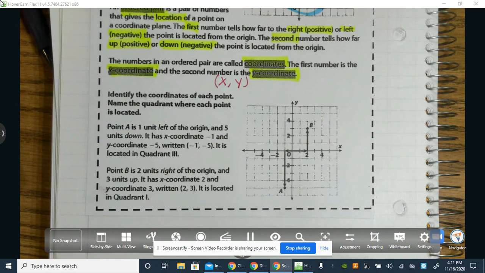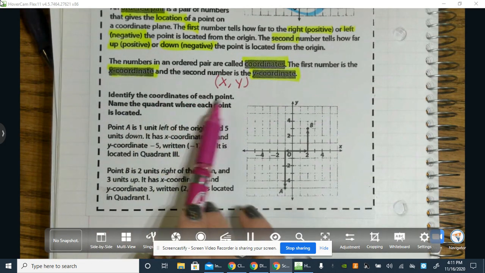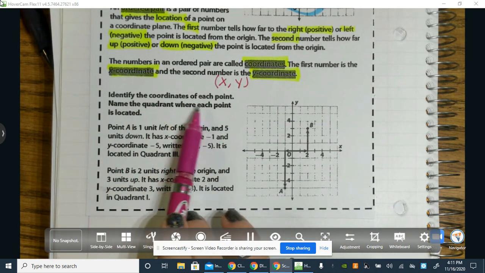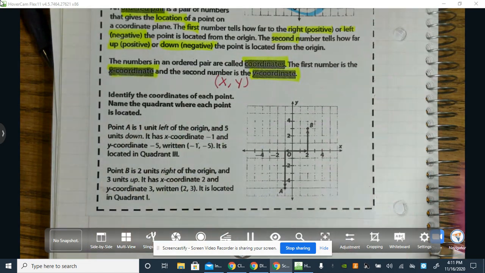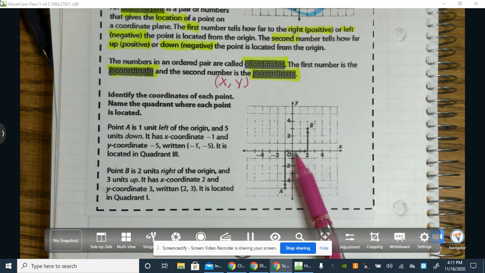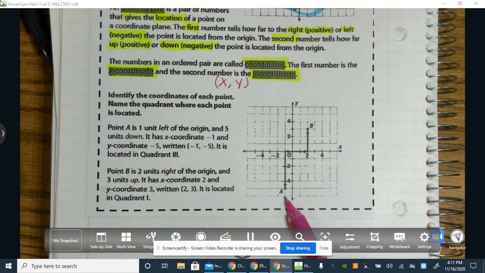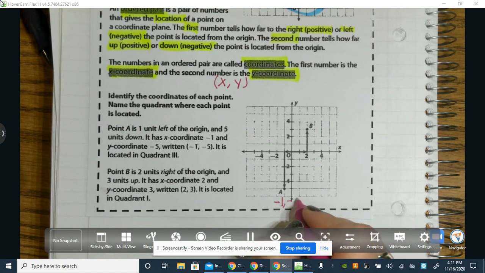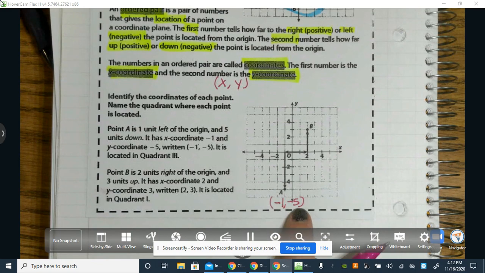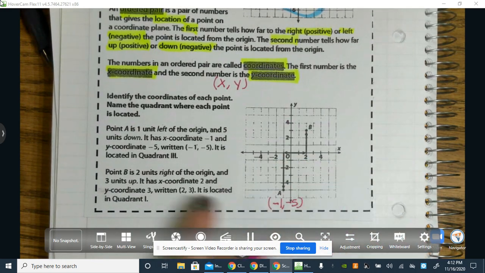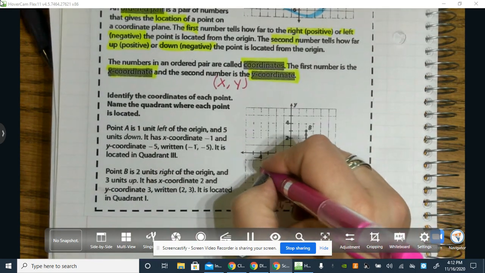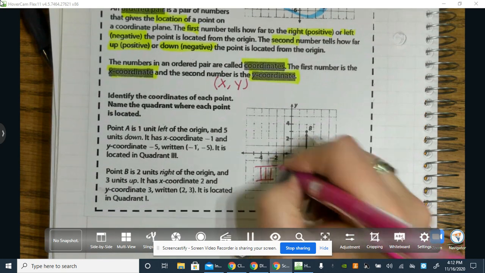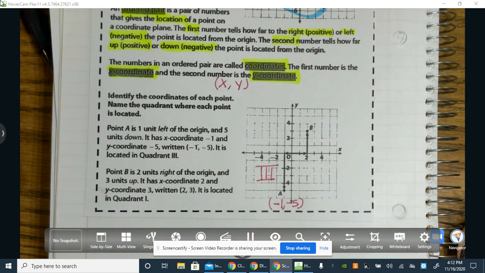Okay, so identify the coordinates of each point. Name the quadrant where each point is located. So we have point A. If I look at point A, it is at -1, -5. They're both negative, so this would be in quadrant 3. And I do my quadrants with Roman numerals.